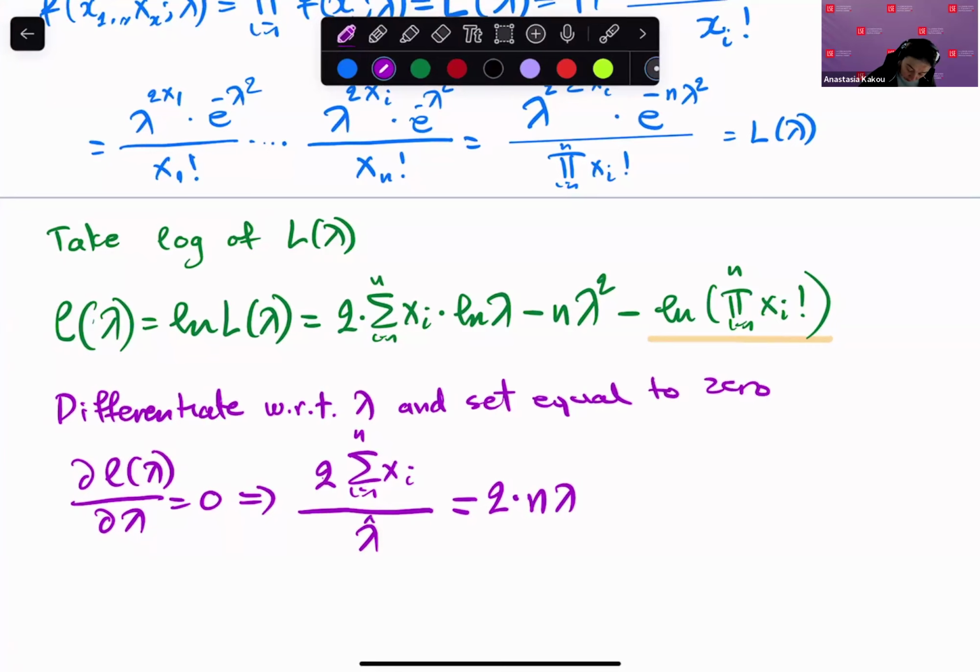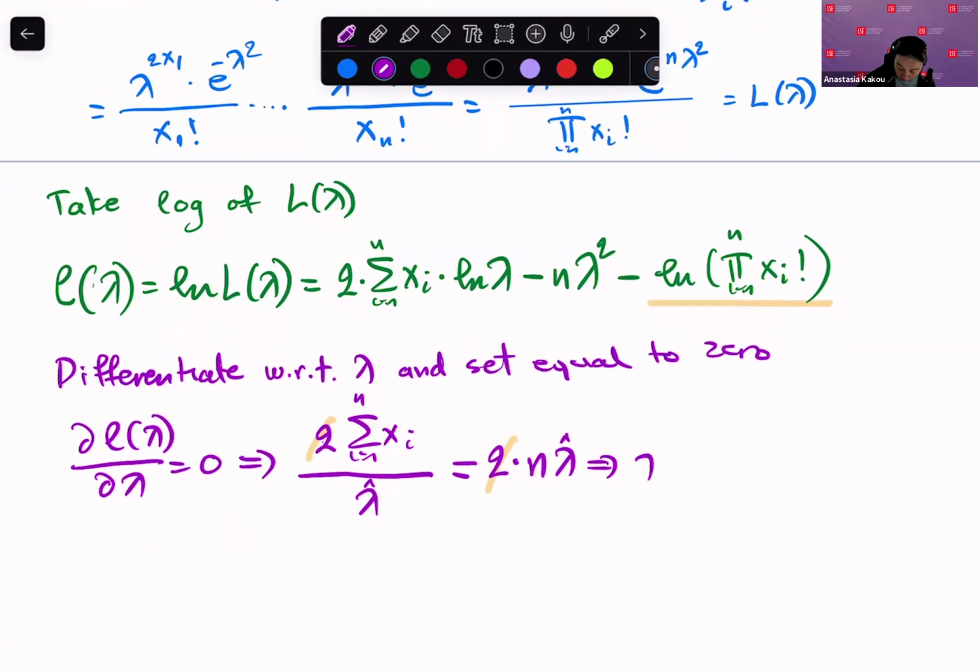Let's put the hat over there. The 2's cancel out as well. So if you rearrange for lambda, you have lambda hat squared is equal to the sum of xi's over n. So lambda hat is equal to the square root of x bar, and this is your maximum likelihood estimator.